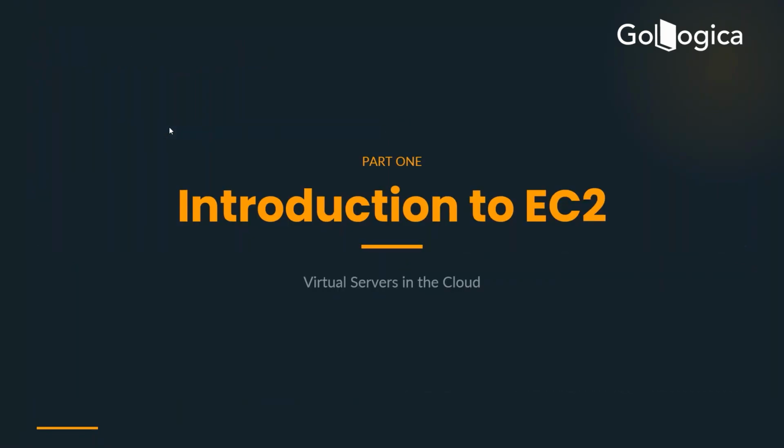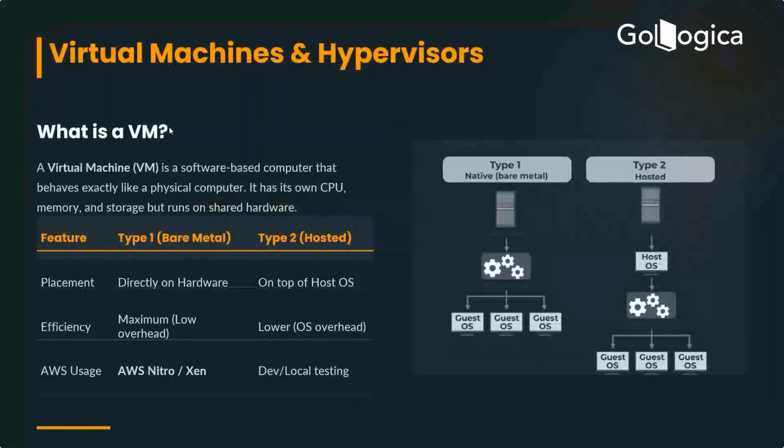Diving into introduction to EC2, virtual servers in the cloud. Before we understand what EC2 is, let us understand virtual machines and hypervisors. Virtual machines are software-based computers. These are not real, physical computers. They behave exactly like physical computers and have their own CPU, memory, storage, but run on shared hardware.